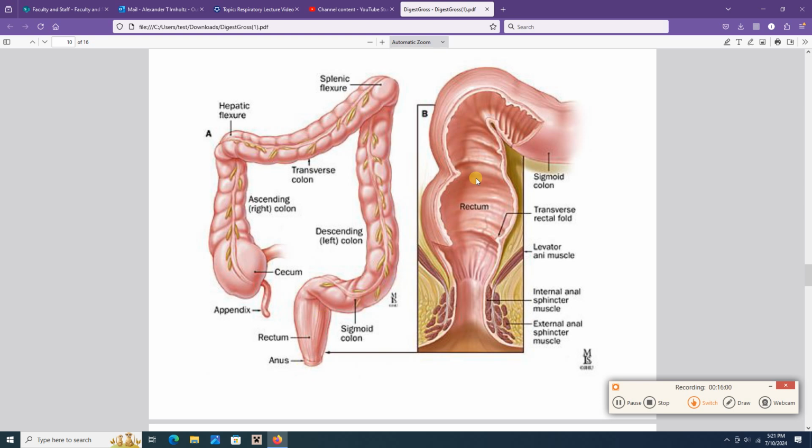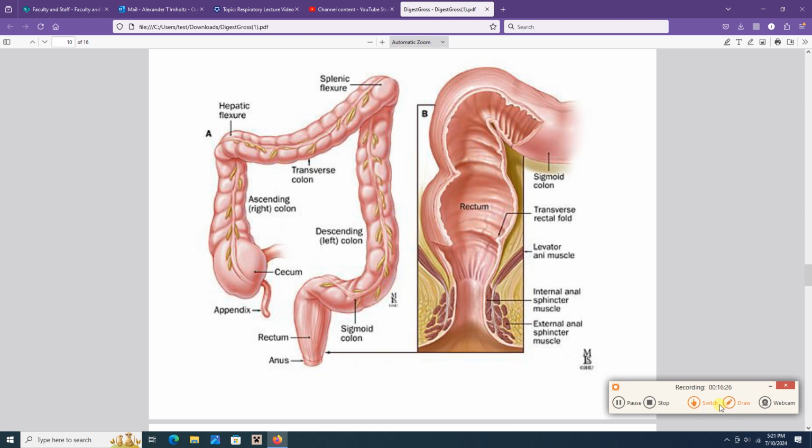Now, if we zoom in on the rectum, we got our rectum here. And in this region is called the anal canal. Then the opening is the anus. Now, around the anal canal, there's an internal anal sphincter made of smooth muscle, external anal sphincter made of skeletal muscle. These are going to ensure that poop stored in the rectum doesn't come out when it's not supposed to.